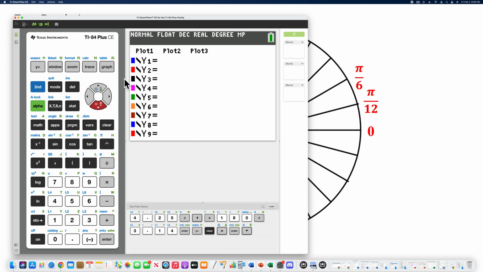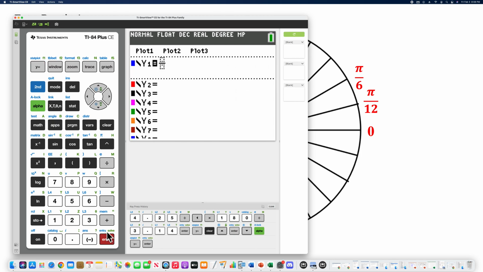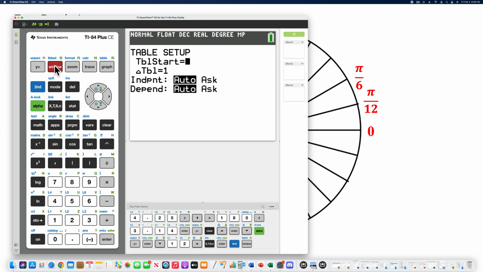And let's build our fraction. So alpha y equals gives us a fraction. We want 12 in the denominator because that's always the same. And what we're changing is the numerator because we constantly count by 1. So we'll call it x over 12. I'm going to enter that. Now I'm going to go to my table setup, second window. Whoops, I want to start at 0. That was my 0 radians.